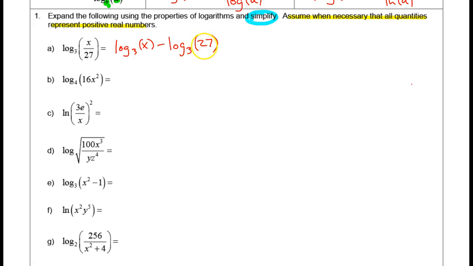Well, I know that 3 cubed is 27. So that means this guy right here simplifies to 3. And my final answer is going to be the log base 3 of x minus 3. There's our final answer for part A. All right, part B. I'm going to pick up the speed here a little bit. If there's anything worth discussing, I'll slow it down.